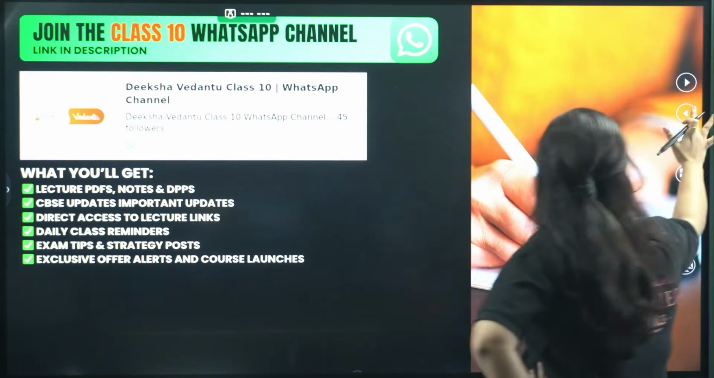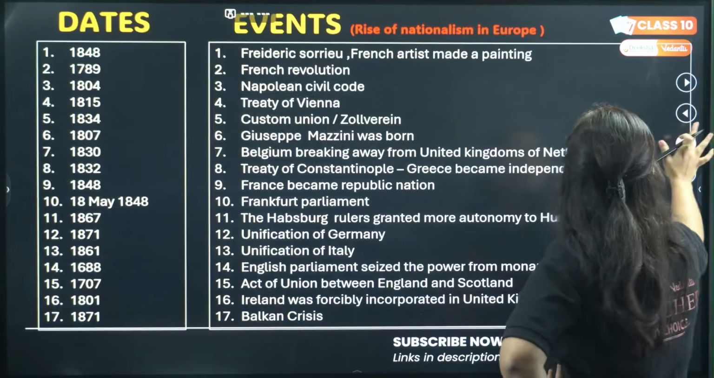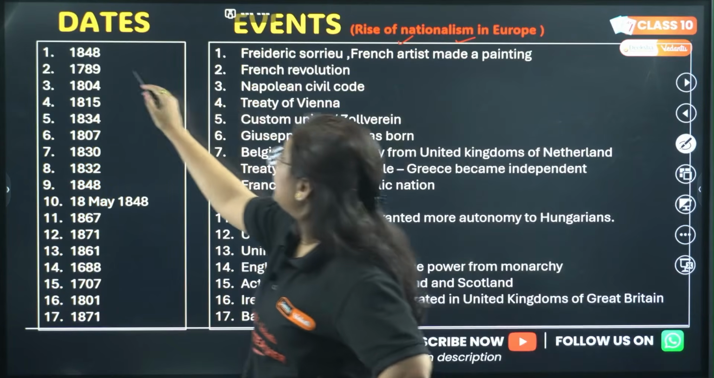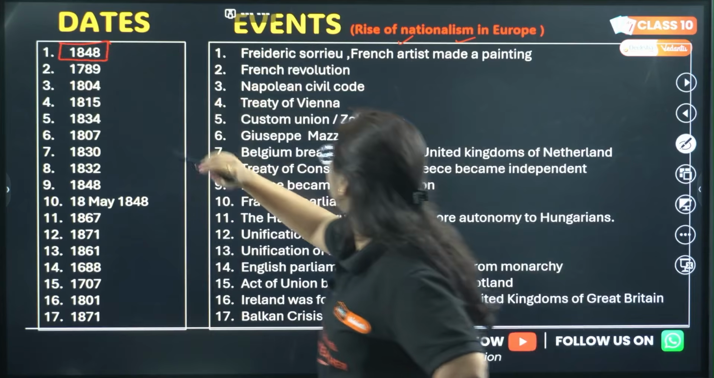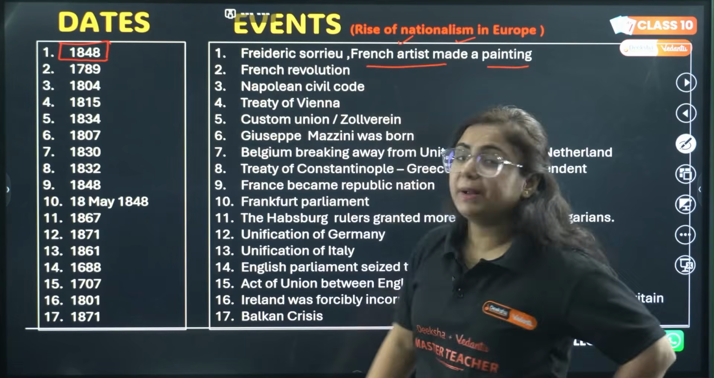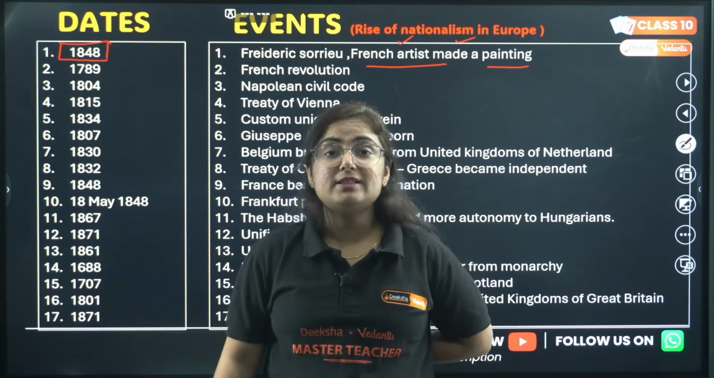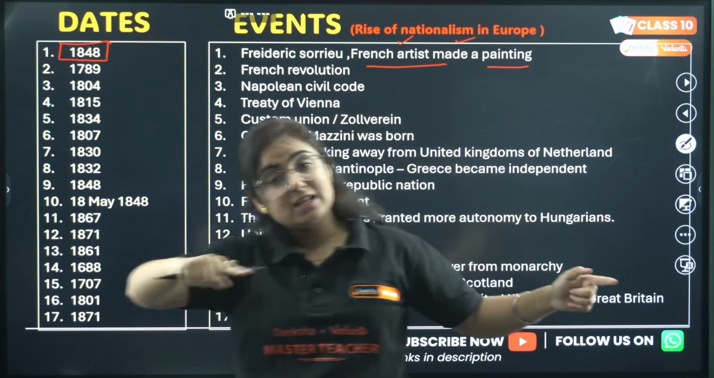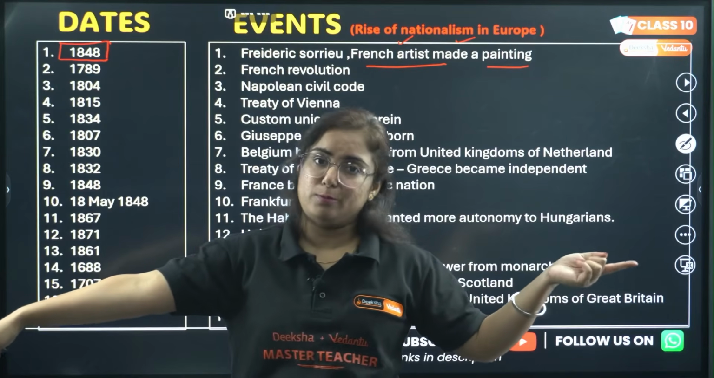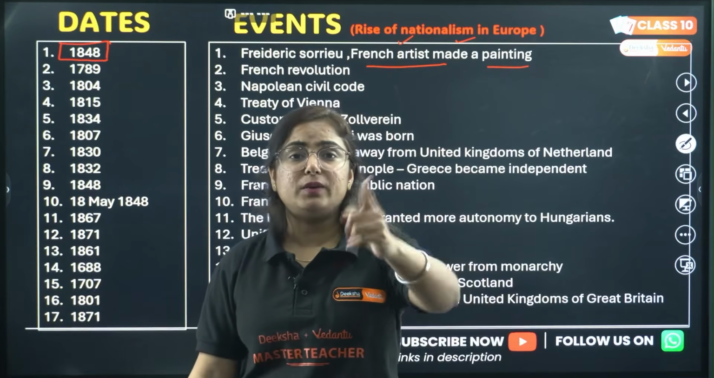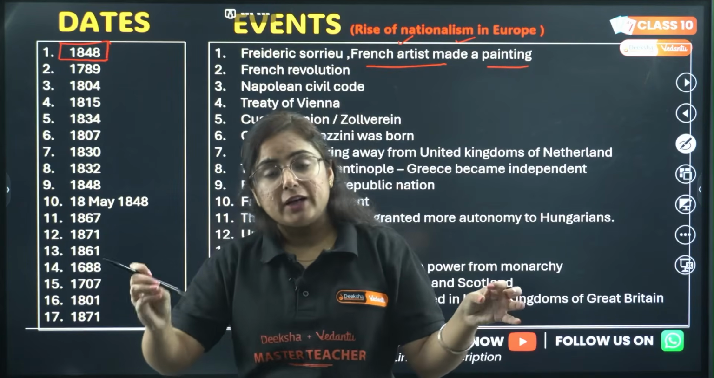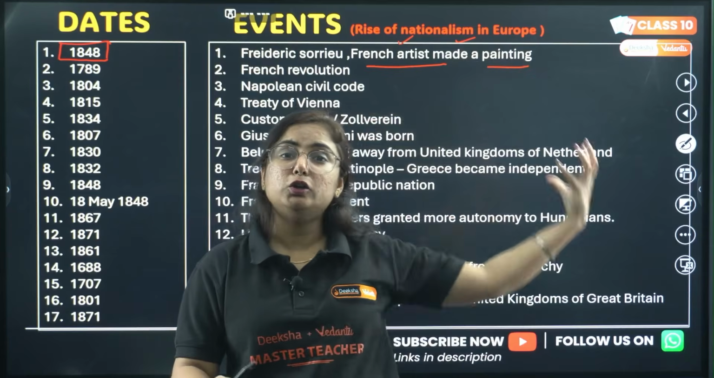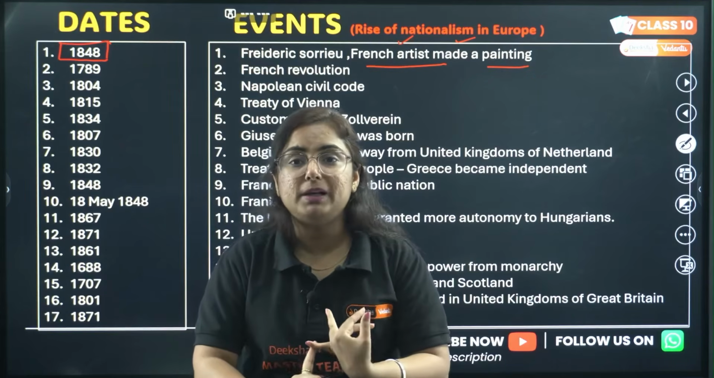But before that, let us have a look at this PDF, to see how important it is. So talking about the rise of nationalism in Europe, the first event here is about a French artist making a painting, that's Frédéric Sorrieu, and it was in the year 1848. So see how I have connected it with the storyline that's given in your history book. The chapter starts with 1848, Frédéric Sorrieu, a French artist who was not demanding but seeing a utopian vision of a democratic, social and republic nation.